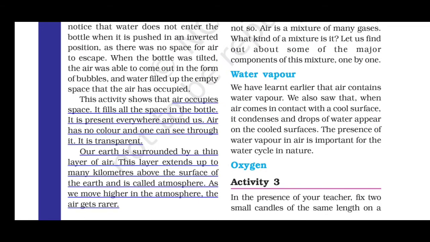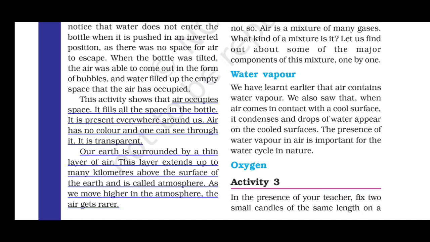Okay, bacha party, now this is a very important topic, that is atmosphere. If there is a question, what is atmosphere, then you have to write this. Let's first understand it. Our earth is surrounded by a thin layer of air. Our entire earth, which is a planet, is surrounded by a thin layer of air, and this layer extends up to many kilometers above the surface of the earth. This layer is known as atmosphere.